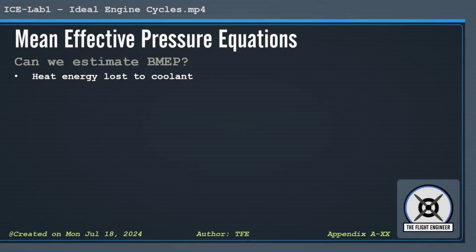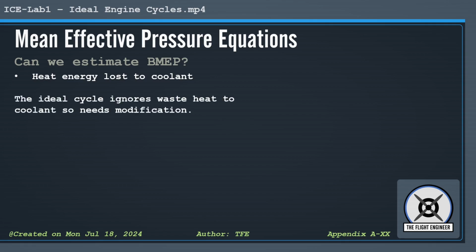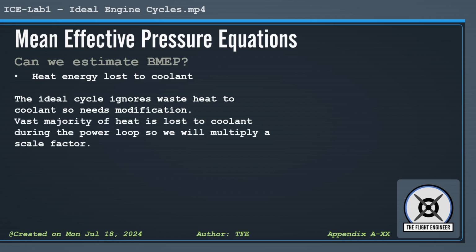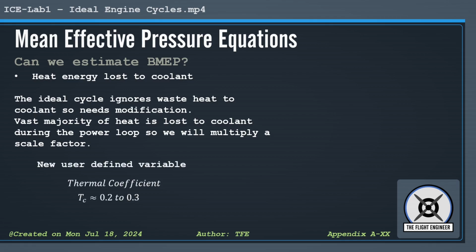Next, we got to take a look at heat energy loss to coolant. This one's going to be a little more difficult as it's not a really well-defined percentage, but the ideal cycle ignores the waste heat to coolant, so we need to add something to the calculation. The vast majority of this heat loss to coolant is lost during the power loop, so that GIMEP phase, so we're just going to multiply that by a scale factor. We'll add a new user-defined variable called thermal coefficient, T sub C, and this is going to be somewhere between 0.2 and 0.3, so 20 or 30%.